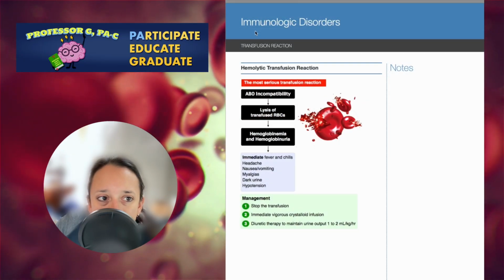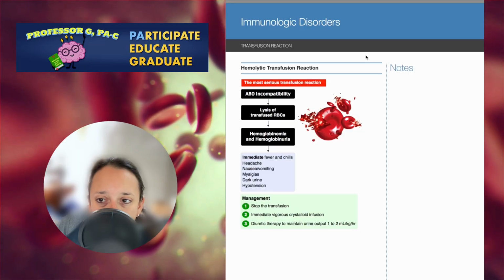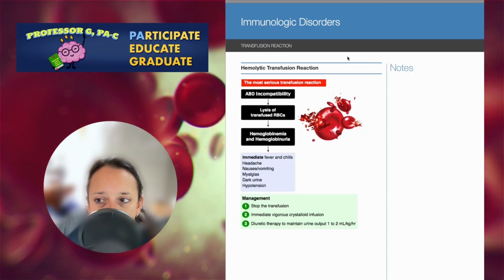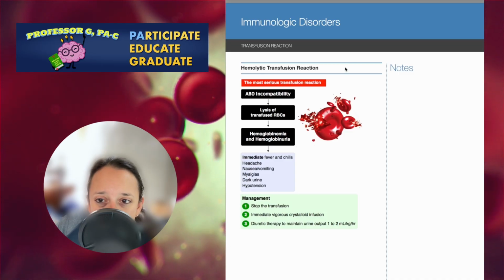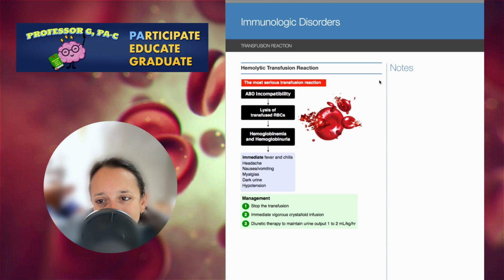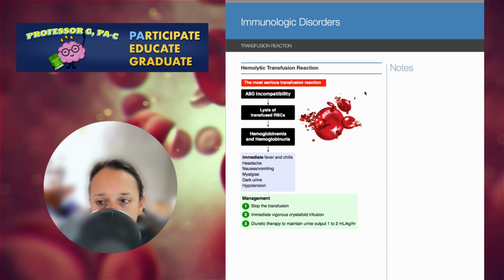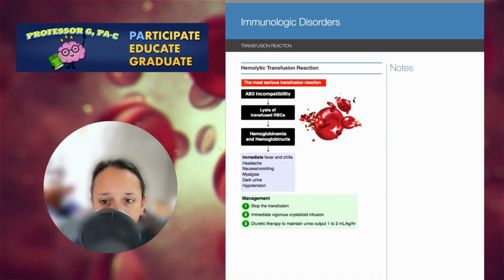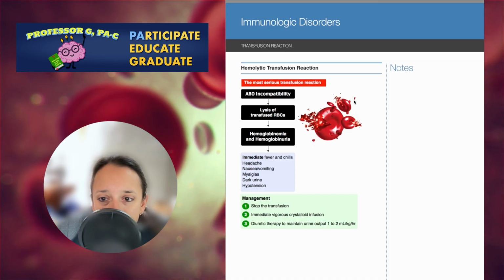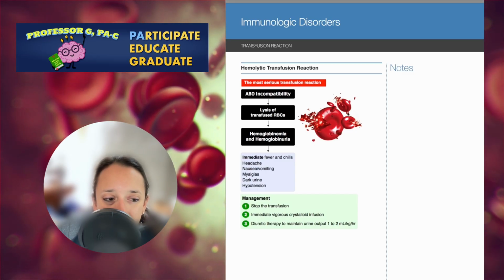All right, next up, we're moving on to some of the immunologic disorders, and this one is hemolytic transfusion reaction. This basically occurs when you have incompatible blood transfused, and the recipient's immune system is like, oh wait, hang on, that's not the right type of blood, and it starts attacking the donor red blood cells. It's really serious, and the complications can be life-threatening. So there are two major types, acute and delayed.